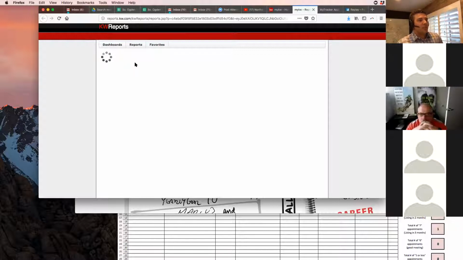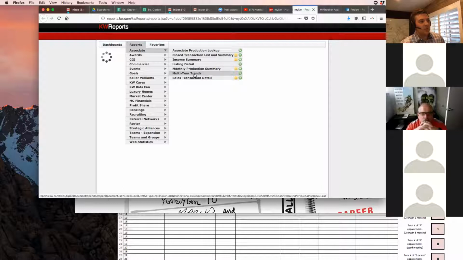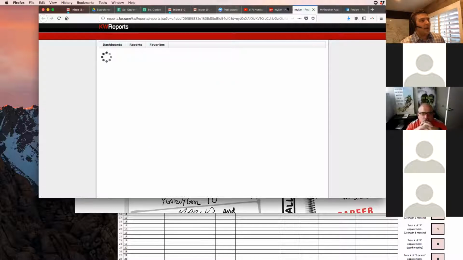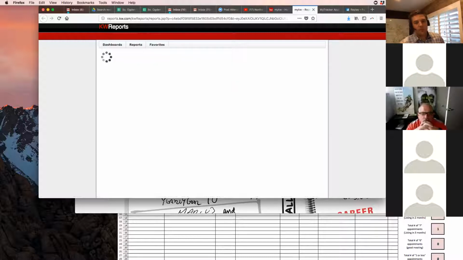Once these reports get pulled up, you go to Reports, Associate, and click Multi-Year Trend Report. Once you click this, your personal multi-year trend report will pop up on the screen for you to print. So again, it's under MyKW, under your name, click Reports, go to Associate, then Multi-Year Trend Report, and it will pull up your report. So let me now show you the power of the multi-year trend report. I've actually got one here ready for us to analyze together, and the key things that we're looking for.